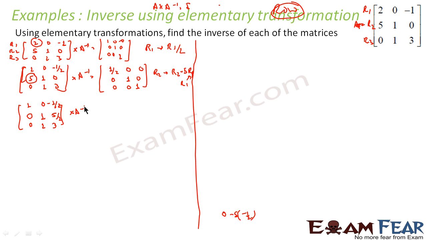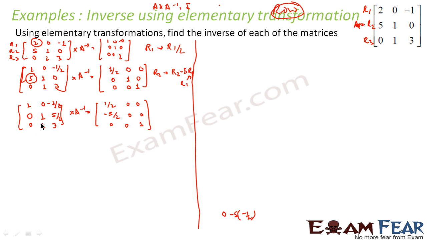So this matrix into A inverse is equal to, here also I have to change row 2. Row 1 is unchanged. Row 2 is R2 minus 5 R1. So 0 minus 5 into 1 by 2 becomes minus 5 by 2. 1 minus 5 times 0 doesn't make a difference, no change. So this is my value, and I have these values set.